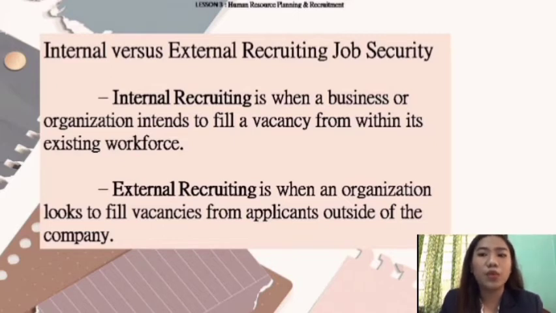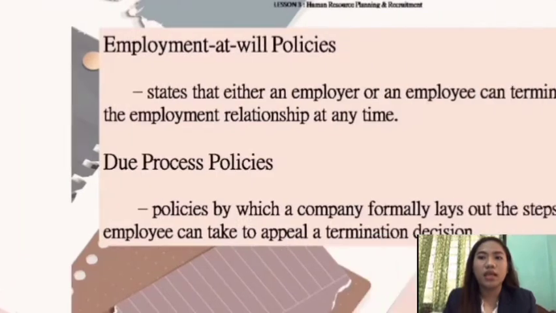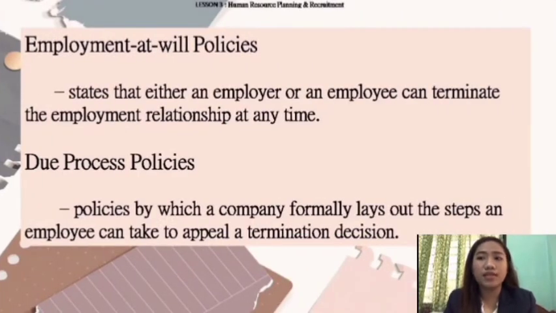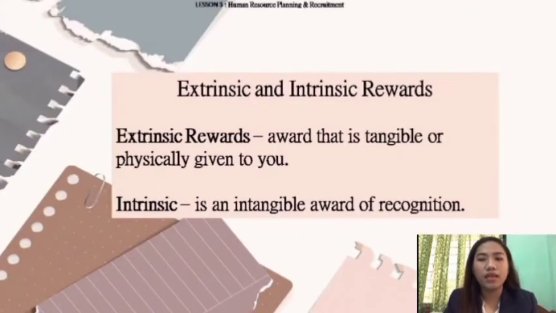promoted by what we call due process policies. Employment at will policies state that either an employer or an employee can terminate the employment relationship at any time. Due process policies are policies by which a company formally lays out the steps an employee can take to appeal a termination decision.